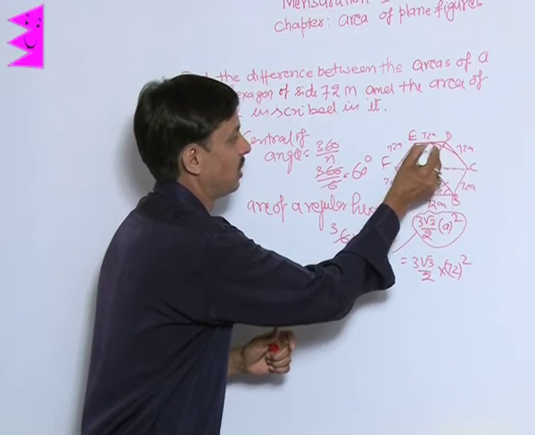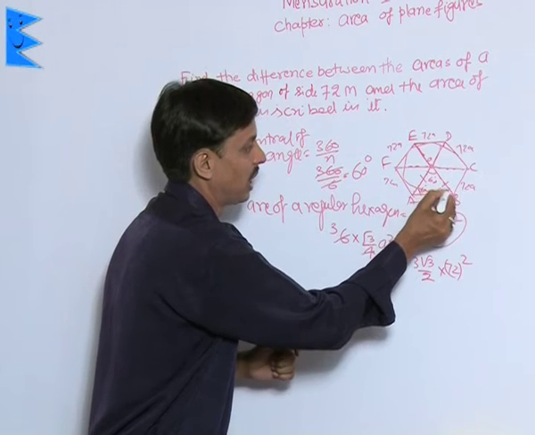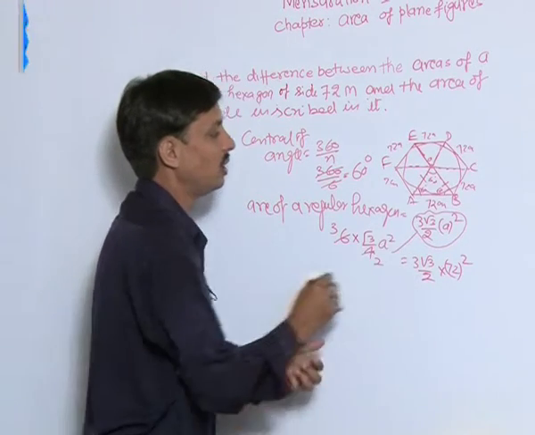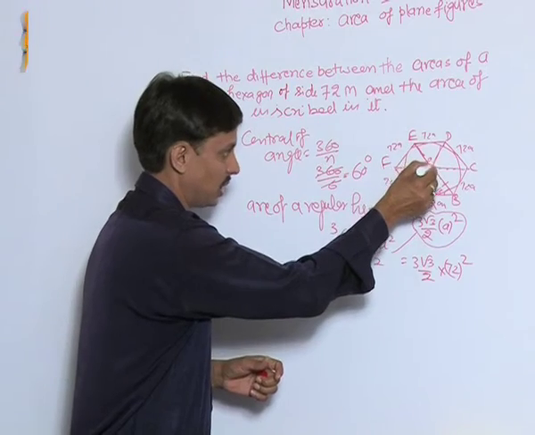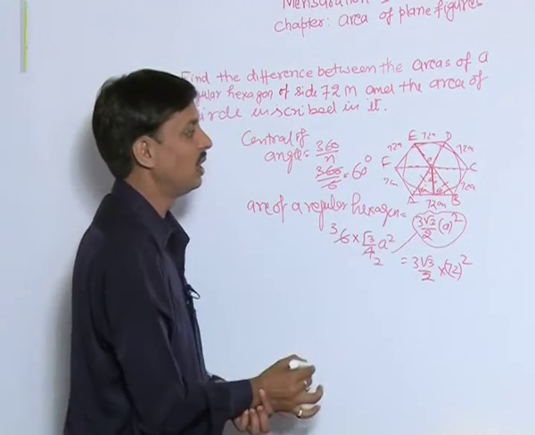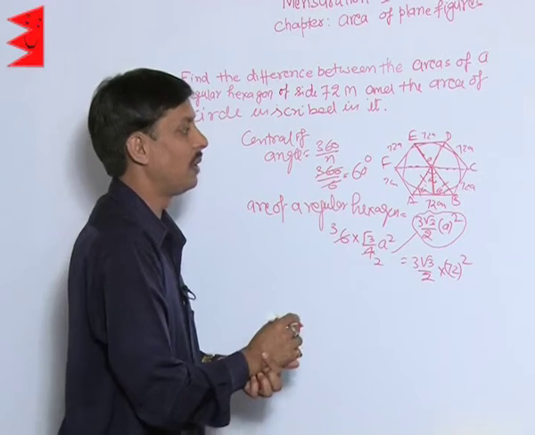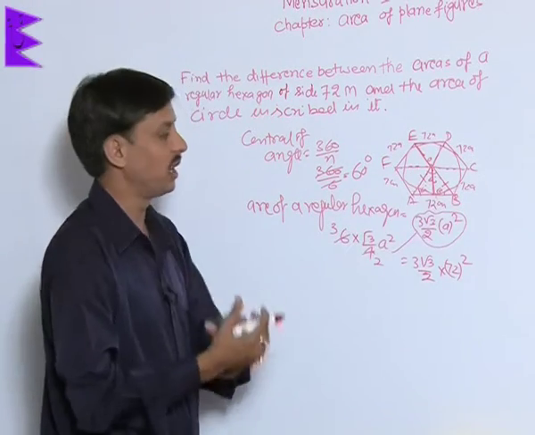There is a circle inscribed in this regular hexagon. A rough sketch I am showing here. So in this case, what can you say? This is the radius of the circle which is inscribed in it. In order to calculate this radius, what can you say?